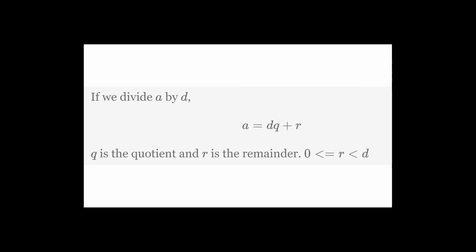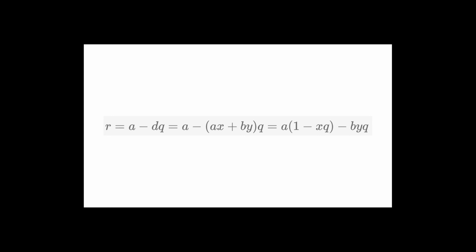So once you have that, you just move dq to the left side, and you say that r is equal to a minus dq. And then you can see that a minus dq has the same form as the elements of your set. So a minus dq, if you want to expand, is a minus (ax plus by) times q, and that's equal to a times (1 minus xq) minus byq.